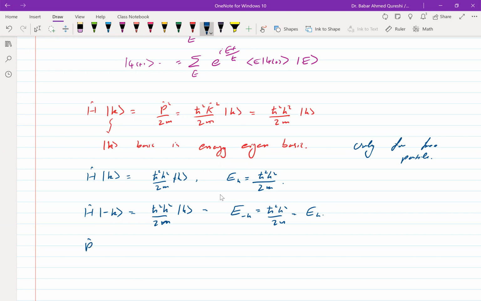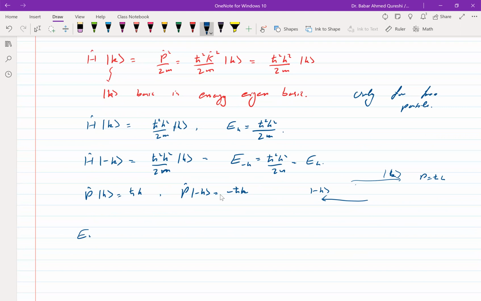It has different momenta. Momentum of this one is ħk, and momentum of this one is minus ħk. So these states are describing a particle moving to the right, with a certain momentum p, while the minus k state is describing a particle moving towards the left, but with the same momentum. And as you expect, the energy doesn't depend on which way the particle is moving, it's just the kinetic energy. So you get the same value for the right and left movers.